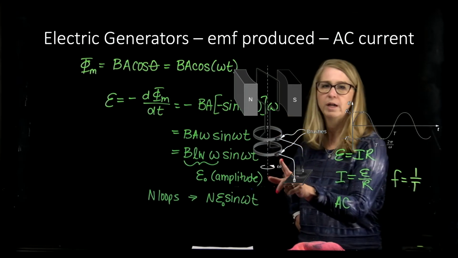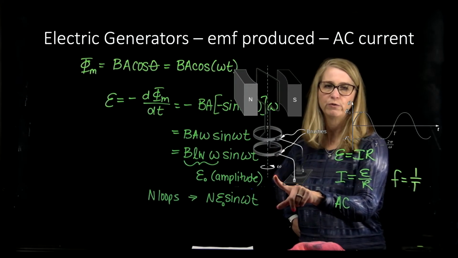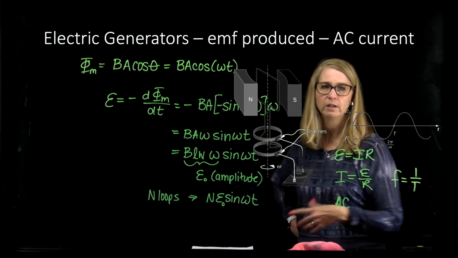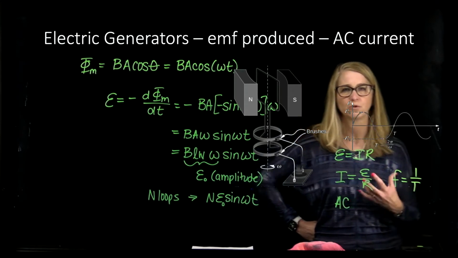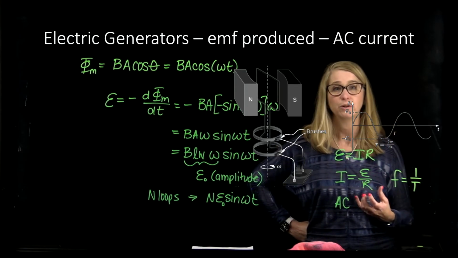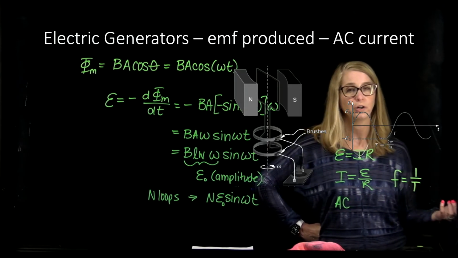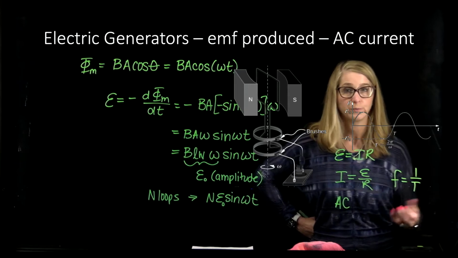Remember we said that there's some external force that's making the loop rotate in the magnetic field. That rotation of the loop is extremely important because that is how we're generating an induced EMF and therefore a current, which we could use.